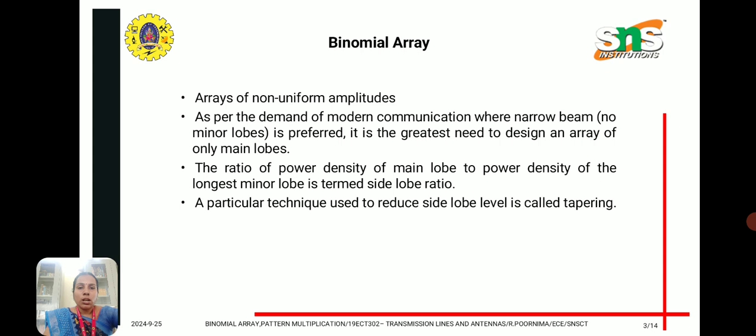For avoiding those limitations, we use a binomial array, where arrays of non-uniform amplitudes are used as per the demand of modern communication, where a narrow beam is preferred. It is the greatest need to design an array of only main lobes. The ratio of power density of the main lobe to power density of the longest minor lobe is termed the side lobe ratio. A particular technique used to reduce the side lobe level is called tapering.